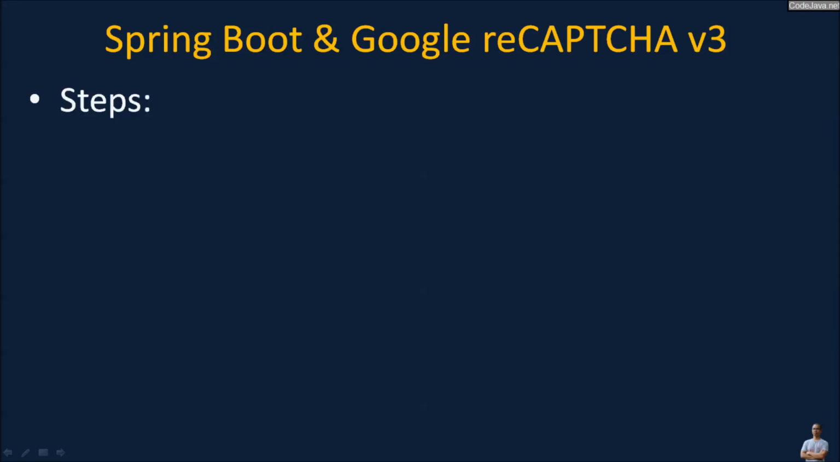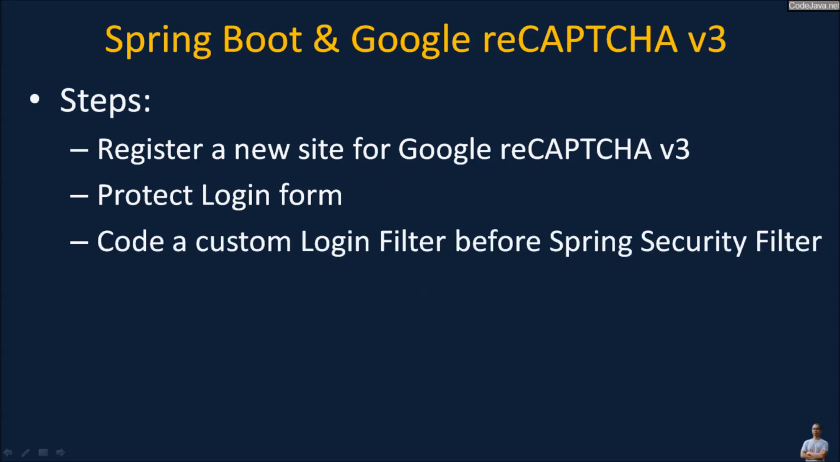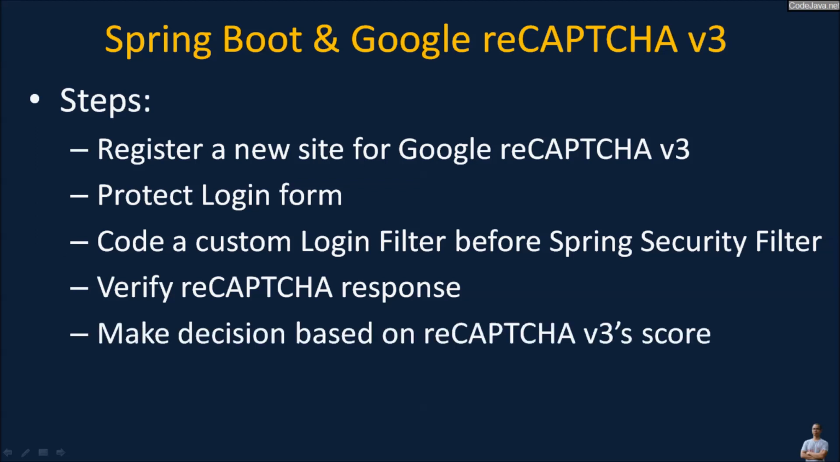So here are the steps which we need to follow through this video. Register a new site for Google reCAPTCHA v3 and use the Google reCAPTCHA v3 JavaScript library to protect the login form. And in the server side, we need to create a custom login filter to intercept the request before the Spring security filter. And we use Spring RestTemplate to call Google reCAPTCHA API to verify the reCAPTCHA response. And the application will make a decision based on the return score from Google reCAPTCHA API.